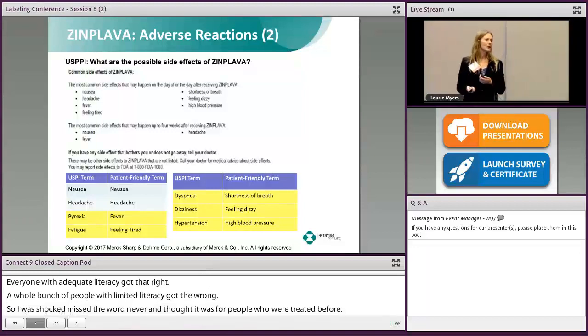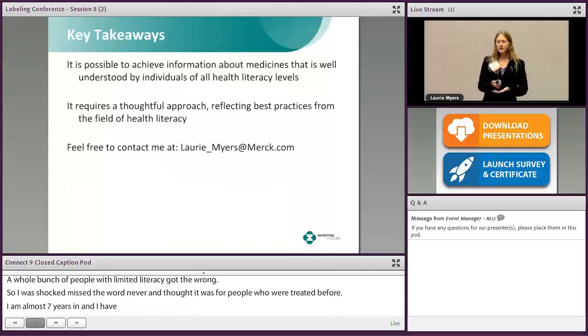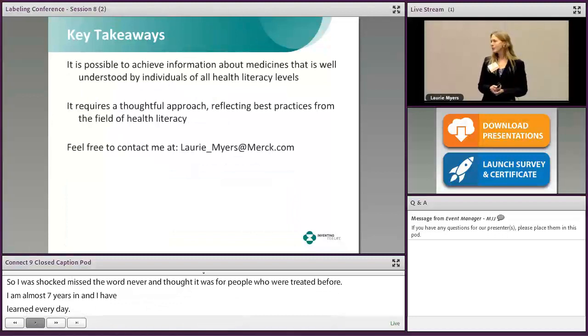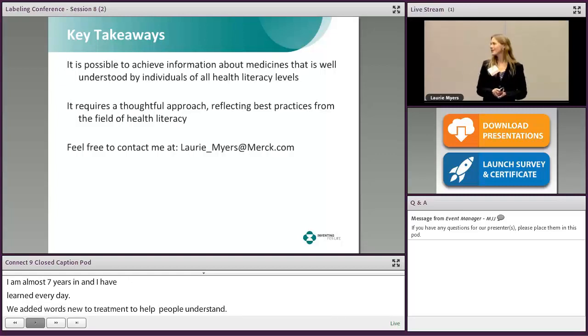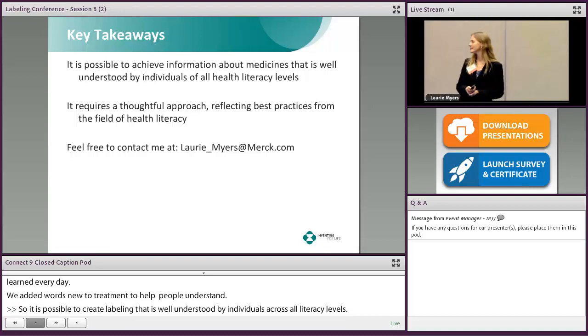Again, I'm learning, I still learn every day, almost 7 years in from listening to patients. So we actually added words for people new to treatment who have never been treated before, right, to help to increase, really address the needs of people with low health literacy. So I want to leave you with, it is possible to create labeling that's well understood by individuals truly across all health literacy levels. It requires a thoughtful approach.